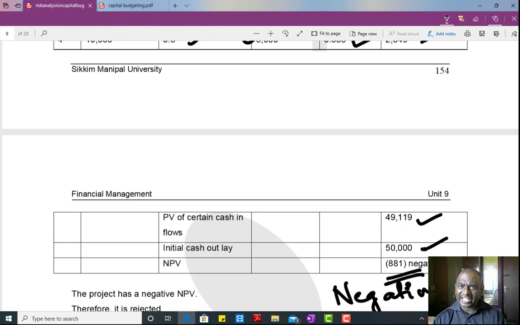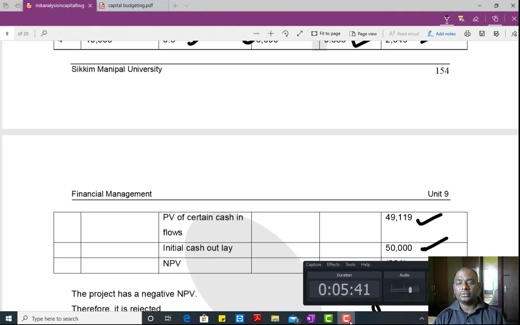Any confusion in this? So easily the risk adjusted discount rate method you will get for sure 10 marks. The certainty equivalent approach 10 marks, so 20 marks easily in your pocket. By this I am completing the next tutorial on the certainty equivalent method.